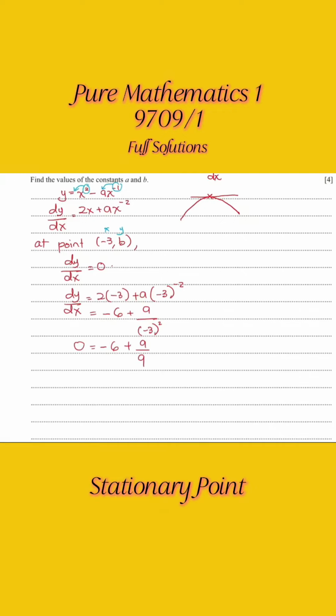You have to be careful with a and 9, they look much alike. So I have here 6 equals a over 9. Therefore my a is equal to 6 times 9, which equals 54. I got my a. How about my b?